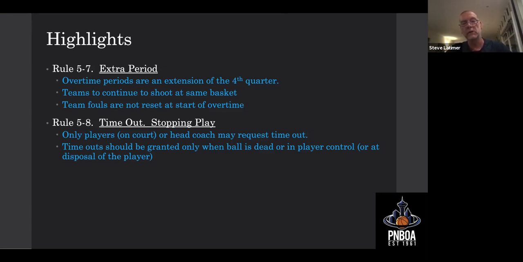Think about this: when you go to overtime, overtime is considered an extension of the 4th quarter, right? So all things remain the same. We're still going in the same direction. We're having a jump ball to start the overtime, but we're still going in the same direction. And if you screw it up and everybody goes in the wrong direction, fix it once you get it going in the right direction, once you realize that you got it wrong.